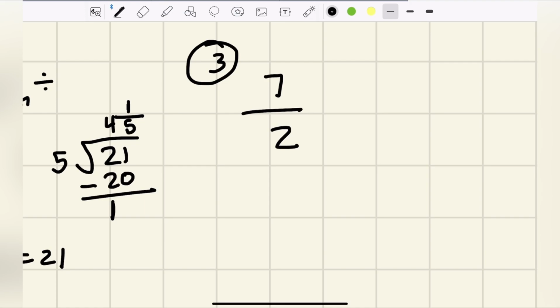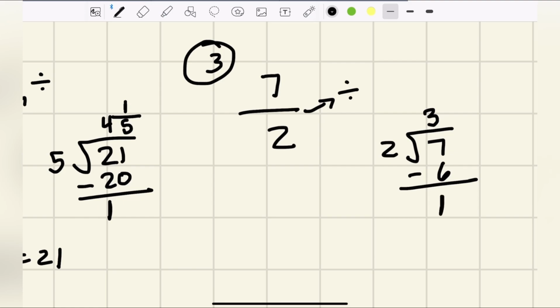Okay, so remember, the line is a division symbol. That means we're dividing the 7 by 2. How many times does 2 go into 7? That's 3 times. 6, we subtract, we get a remainder of 1. This remainder becomes the numerator of our new fraction, and the 2 our denominator. 3 1/2. How do we check?